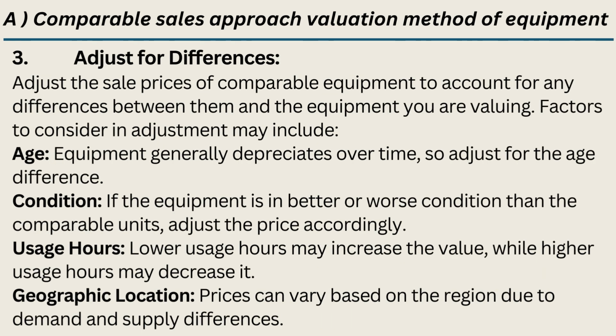3. Adjust for differences. Adjust the sale prices of comparable equipment to account for any differences between them and the equipment you are valuing. Factors to consider in adjustment may include age. Equipment generally depreciates over time, so adjust for the age difference. Condition. If the equipment is in better or worse condition than the comparable units, adjust the price accordingly. Usage hours. Lower usage hours may increase the value, while higher usage hours may decrease it. Geographic location. Prices can vary based on the region due to demand and supply differences.